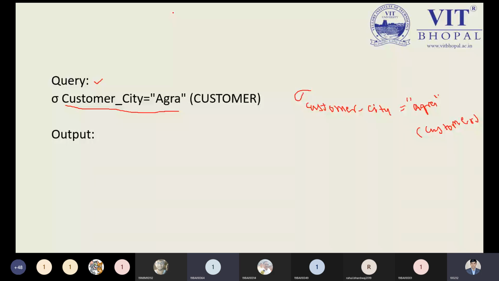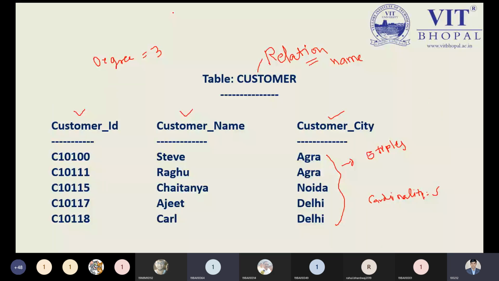C1011, Steve and Raghu entry, sir. First two tuples. According to you and according to this query, the first two records or first two tuples will be selected. Now, am I right? According to this query, because Agra is the city which matched our condition.